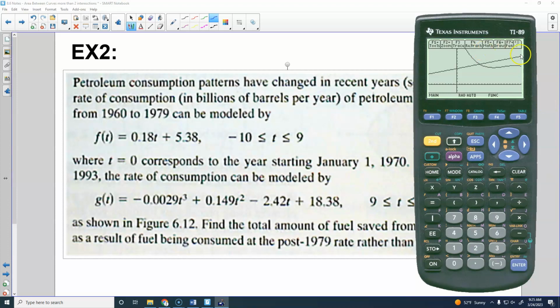Okay, you've got a pretty good graph right here. So I would just stick with what you've got. But if the graph does not show up well, you could always do Zoom Fit for that. This is going to be pretty good because we really only care about since 1979. So that would be at x equals 9 there.